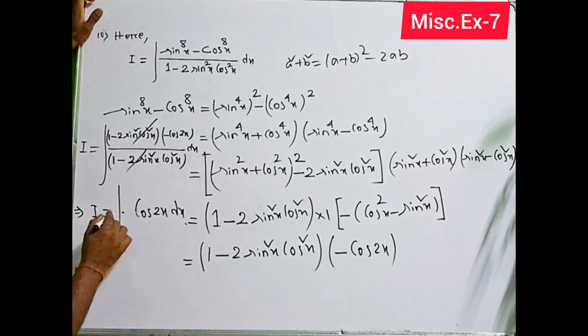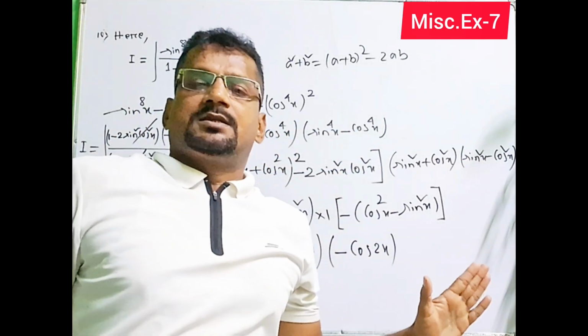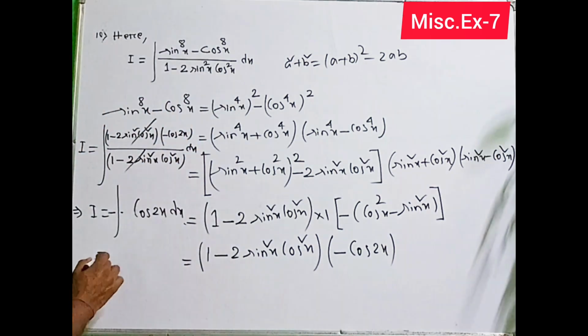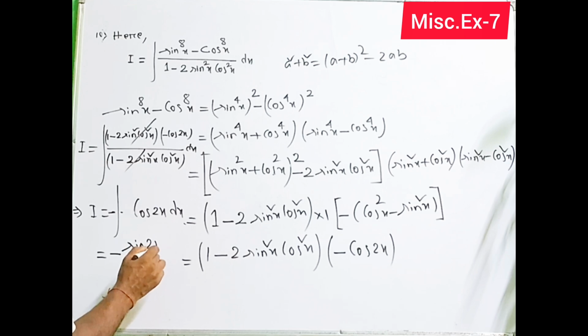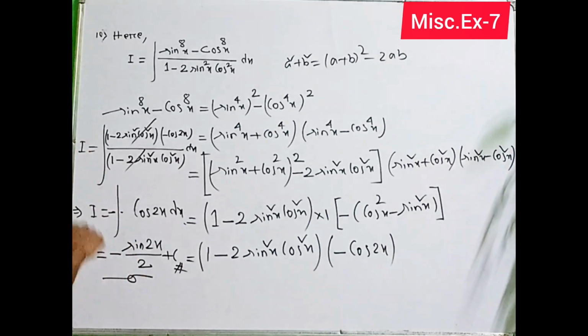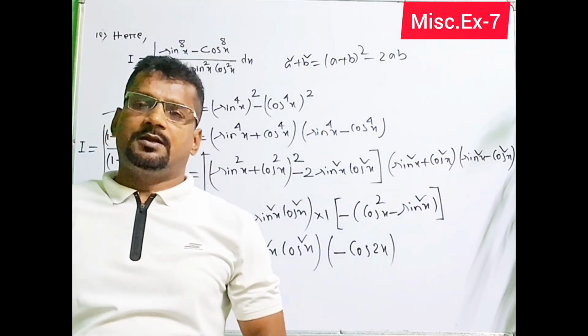This minus you can take outside of the integration sign. Then you see, integration of cos of 2x is what? Sin of 2x by 2. So let us write, minus sign is here, sin of 2x by 2 plus c. This is your answer and this was your question number 10. Now let us take question number 11.